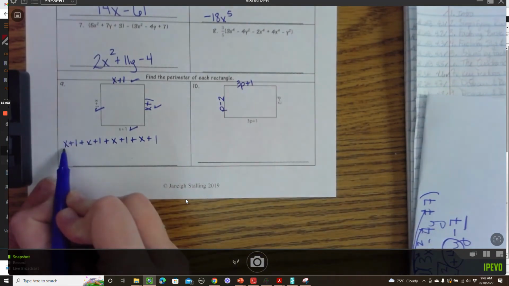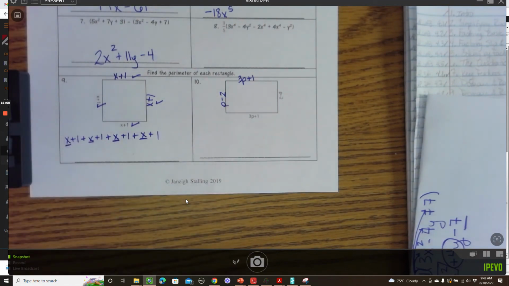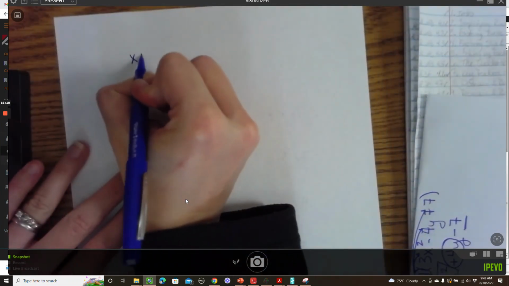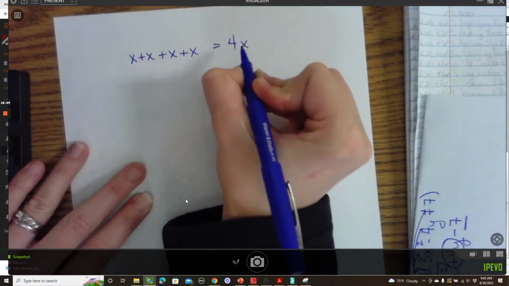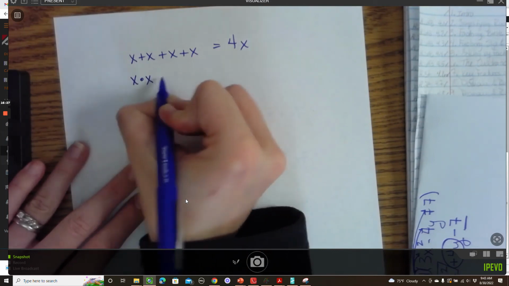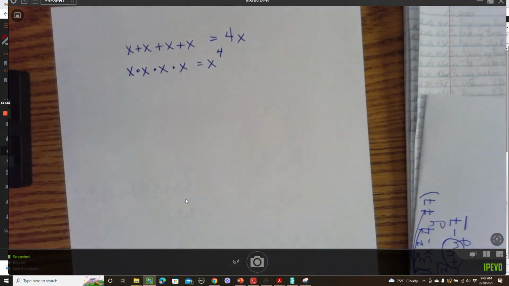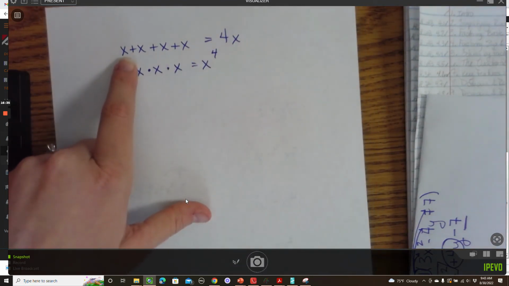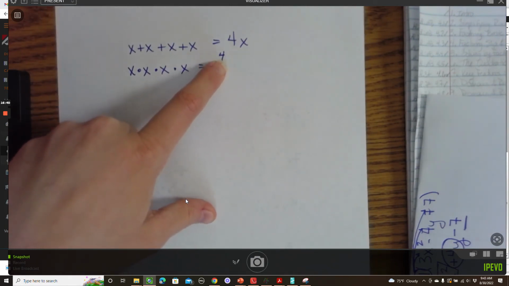So here, my like terms, I got x, x, x, and x. How do I write that? 4x. That's multiplied. All right, just in case you need this. X plus x plus x plus x equals 4x. X times x times x times x, that's where you use the exponent. Okay? Addition, the number of x's goes in the front. Multiplication, the number of x's is the little number up high.